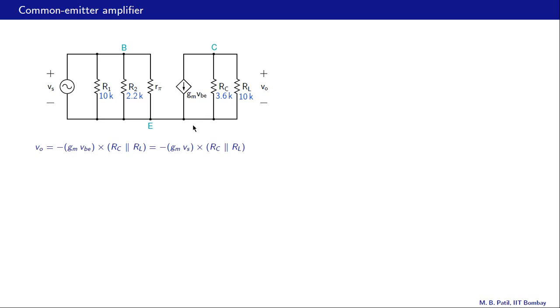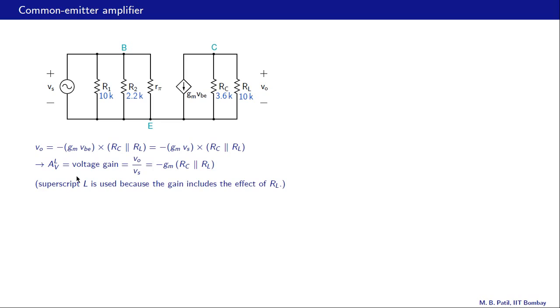And what is VBE? VBE is the voltage between the base and the emitter, and in this particular circuit it is the same as Vs because the base is connected there, the emitter is connected there. So VBE is the same as Vs, and therefore Vo is minus gm times Vs multiplied by RC parallel RL.